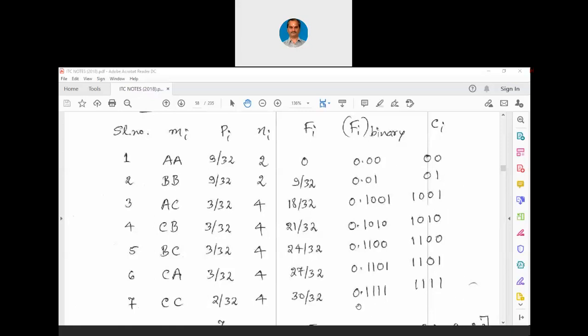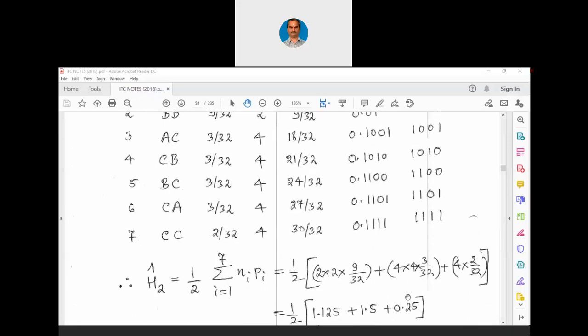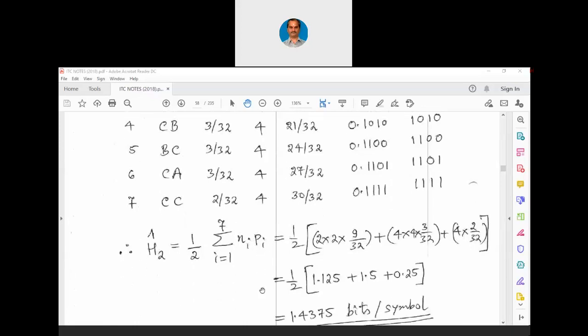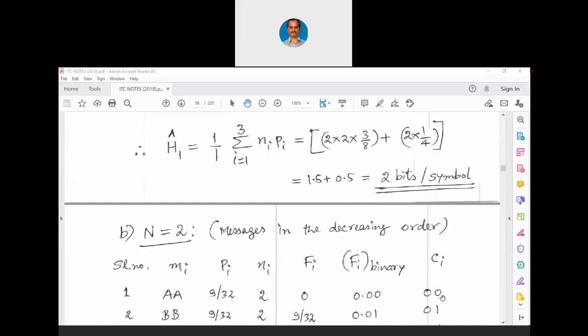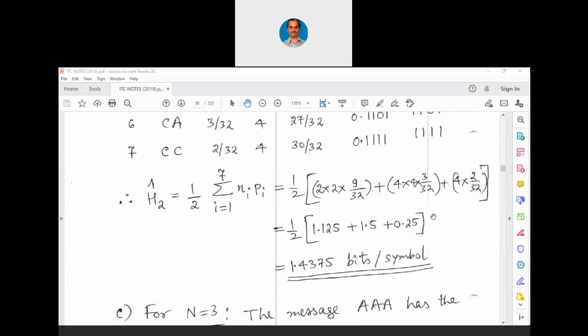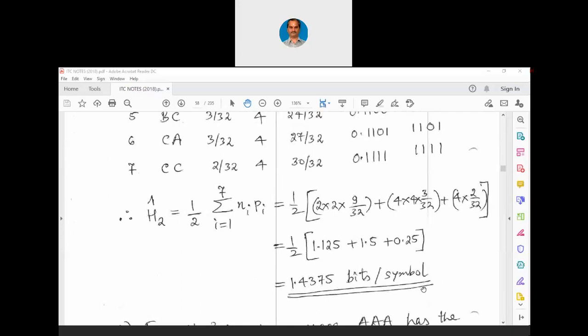This is a message having 2 symbols. Remember again that G1, G2, G3, and you remember that theorem. G1 will be greater than or equal to G2, G2 will be greater than or equal to G3, that way it goes on till H. Remember the theorem? Now, let us find out the average number of bits per symbol. H2 cap is 1 over n, that is 1 over 2, summation of the number of bits in each code into its probability. We get around 1.4375 bits per symbol. What was our H1 cap? H1 cap was 2 bits per symbol. Now H2 cap is 1.4375 bits per symbol.